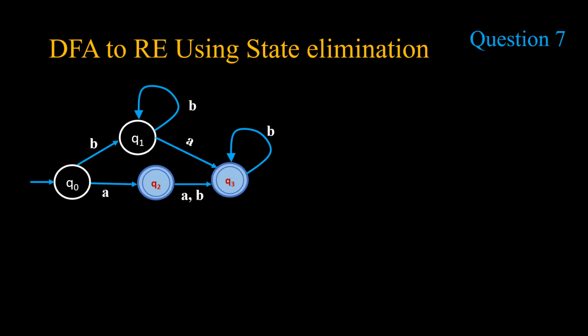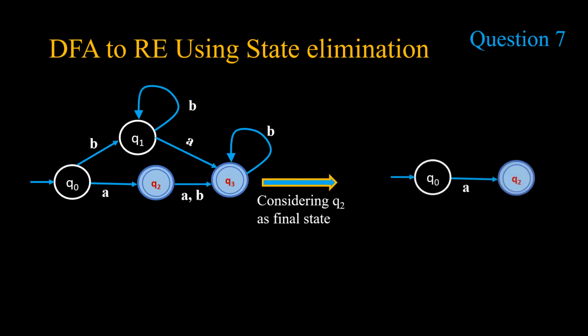Next we come to this question. In this case, we have again two final states. First, we are considering Q2 as final state. When we consider Q2 as final state, Q3 seems to be a redundant state, since there will be only in moves, no out move to the final state, which is Q2. So the only output will be A.